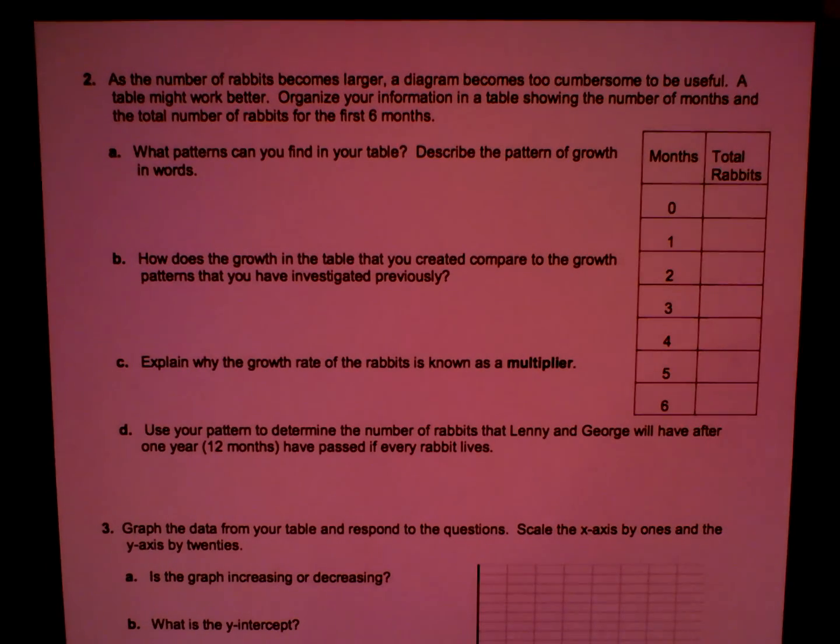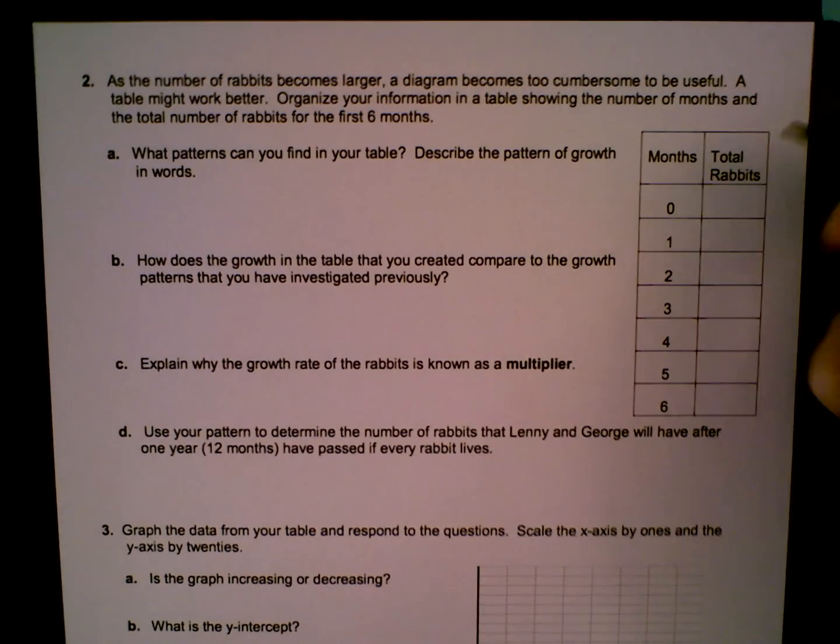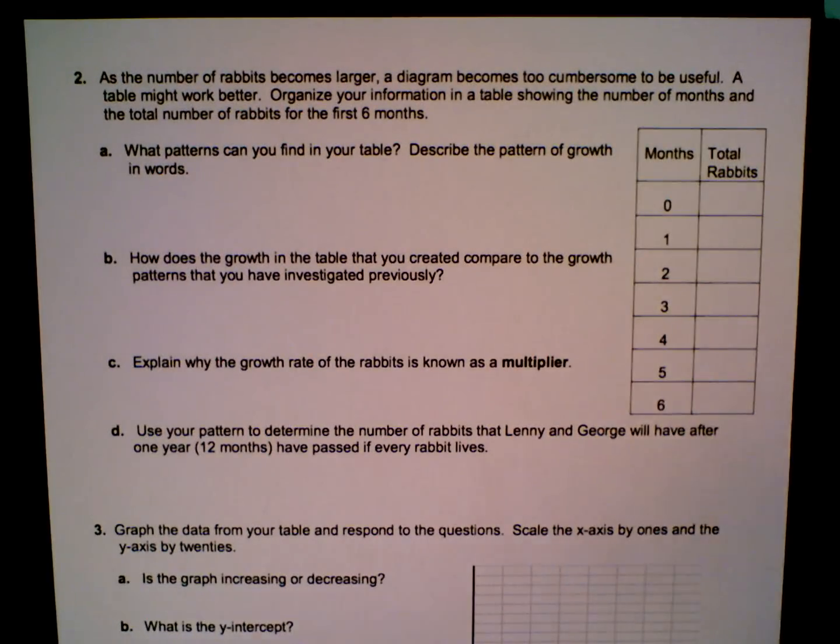As the number of rabbits become larger, a diagram becomes too cumbersome to be useful. A table might work better. Organize your information in a table showing the number of months and the total number of rabbits for the first 6 months. So after our last problem, we know that there's 4 rabbits at 0 months.